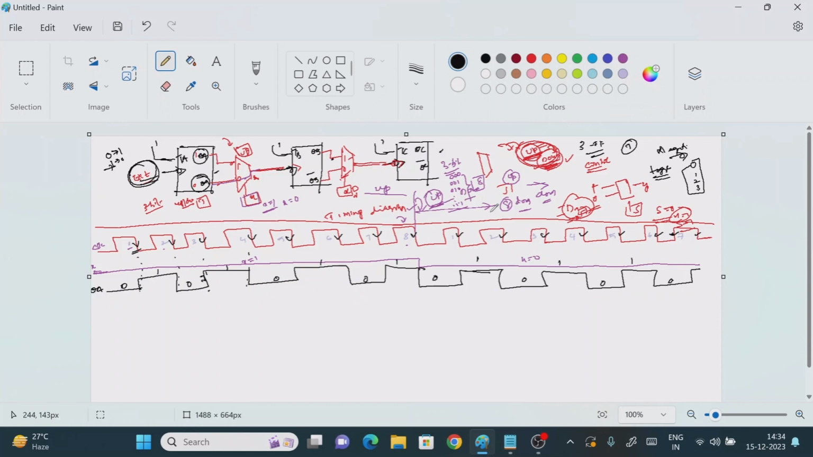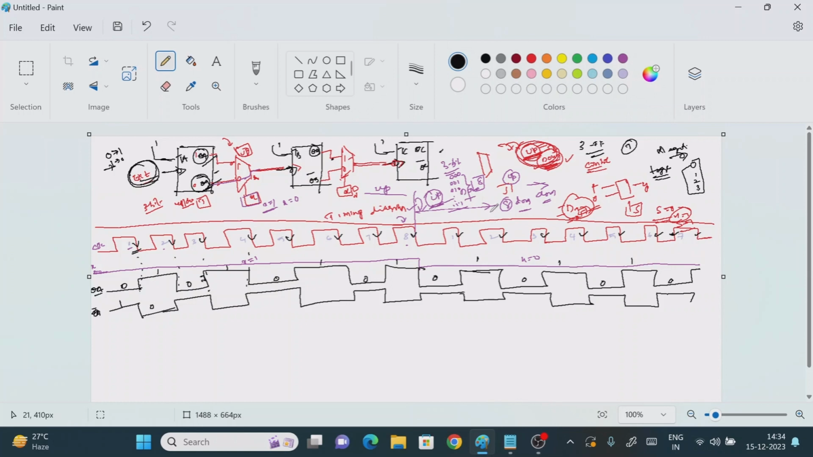Now what is QA bar? We need to take QA bar also, because the next output depends on the up count as well as the down count. QA bar is nothing but the complement of QA. So here it is 1, here it is 0, and so on: 1, 0, 1, 0, 1, then again 0, 1, 0, 1, 0, 1, 0, 1. The complement of QA is the QA bar.